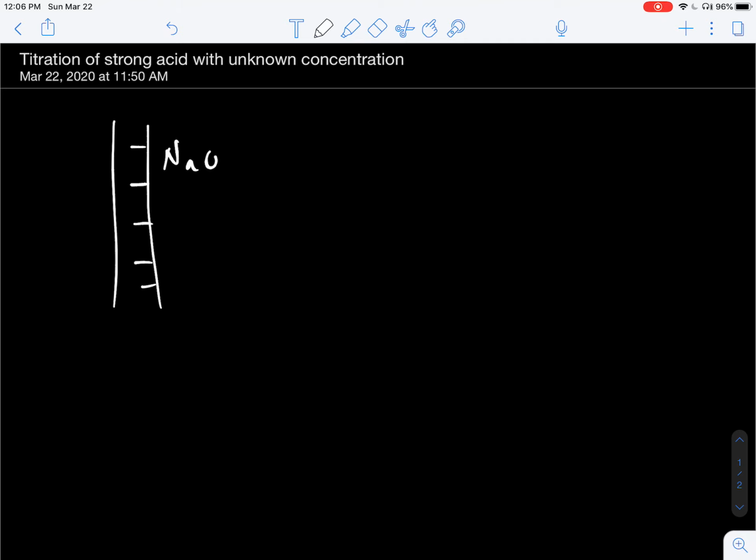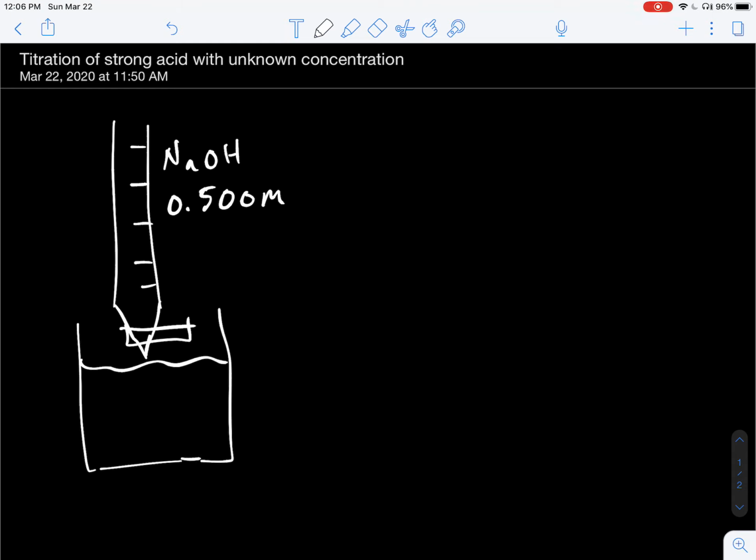Let's say this is NaOH in here. And let's say that the molarity of NaOH is 0.5 molar. And we have our solution down here of, let's say we're using an acid, HCl, 15.0 milliliters of it. And we do not know the concentration of the HCl.